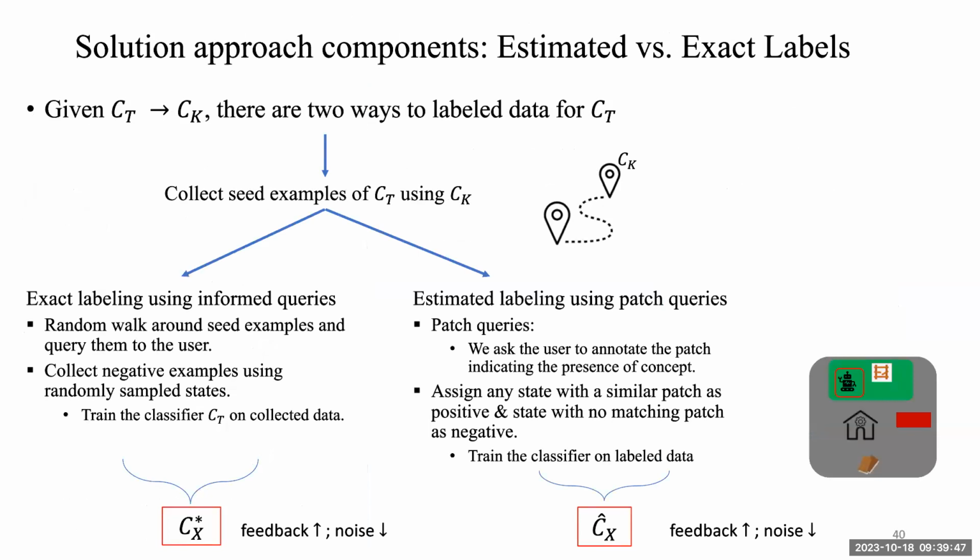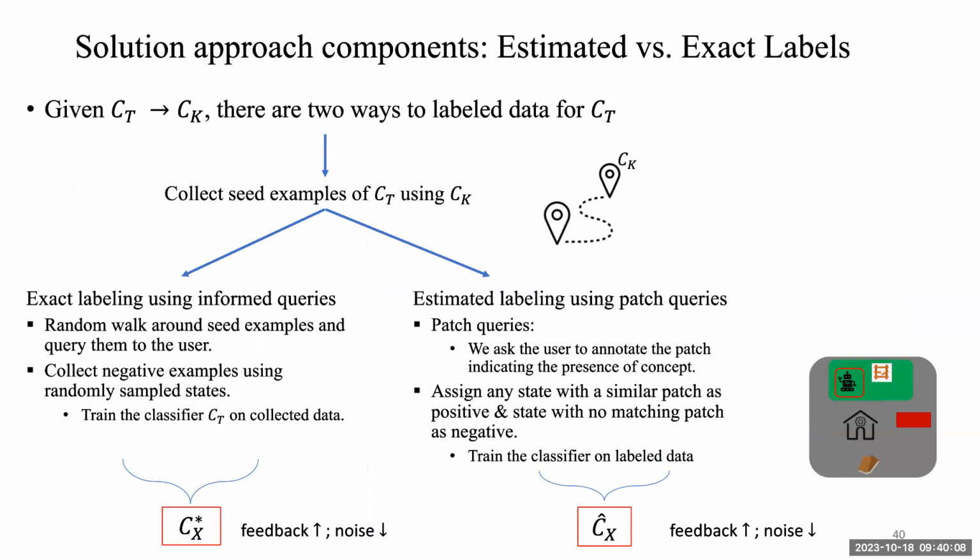Okay, with these assumptions, we basically have a solution approach where we can learn any classifier for a concept CT. But this approach has two components. So I'll first go over the two components, and then I can give the exact approach, basically a high level view of it. So let's talk about the components.